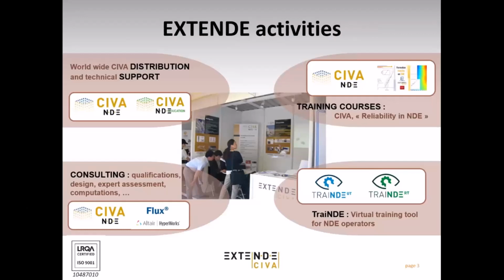So just 1 slide about our activities for people who do not know us. So Extend, we are a French company with a subsidiary also in the US, Extend Inc. We are the exclusive distributor of CIVA. We do not develop CIVA. The CIVA software is developed by the French Energy Atomic Commission. So we are the distributor of CIVA. We also provide the technical support. And we also make, of course, training courses, on CIVA and on reliability in ND.